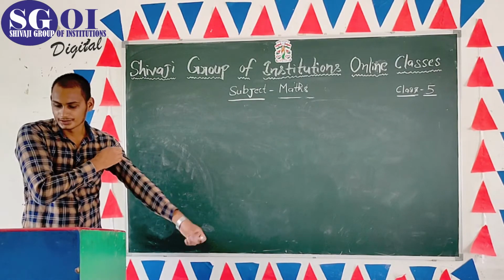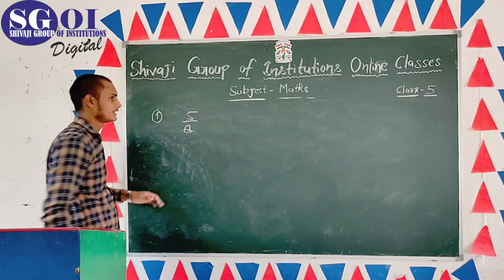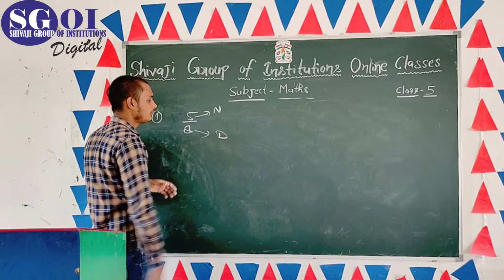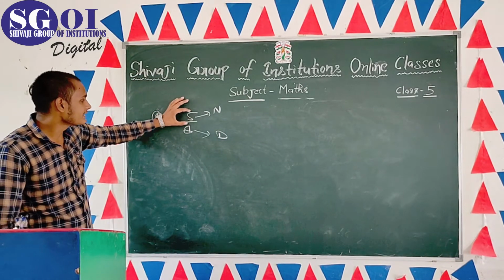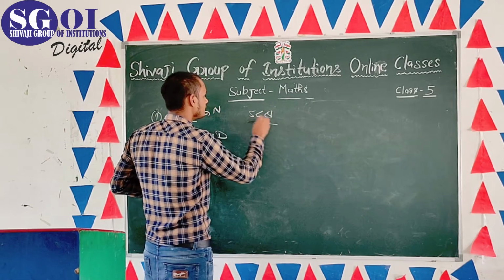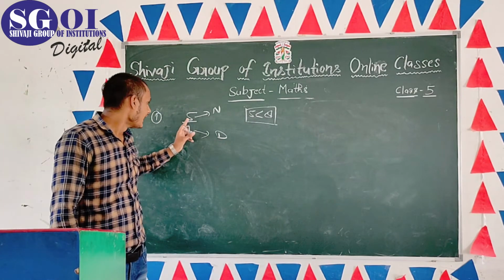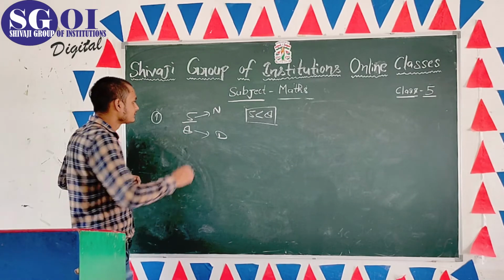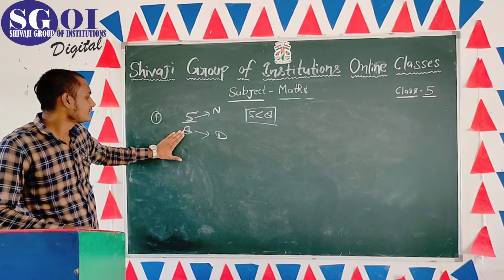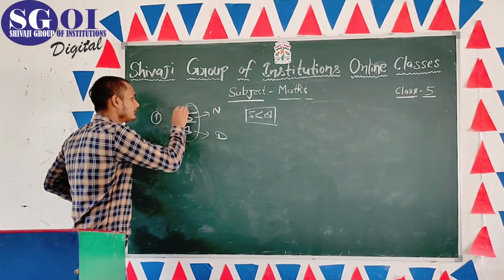So, come to our question number 1, which is 5 upon 8. Here 5 is the numerator and 8 is the denominator. Here the numerator is less than the denominator. 5 is less than 8. As we know, the fractions in which the numerator is less than the denominator are called proper fractions. So this is a proper fraction.